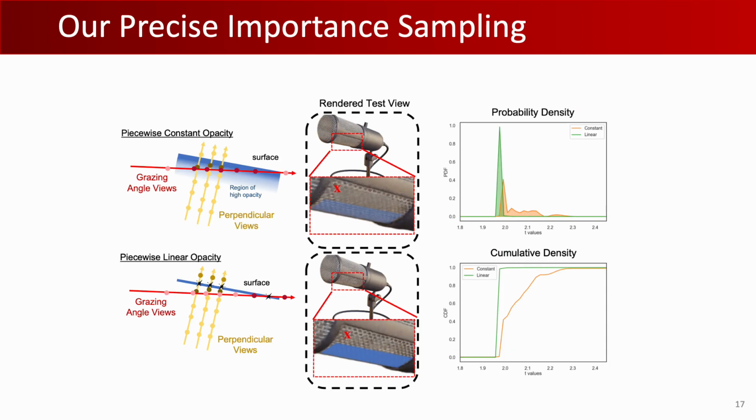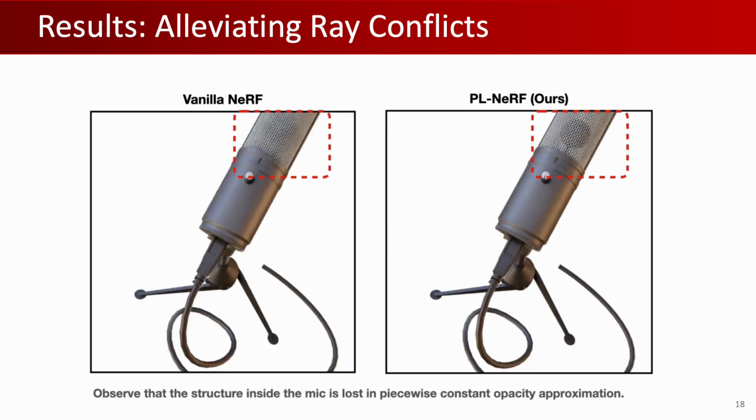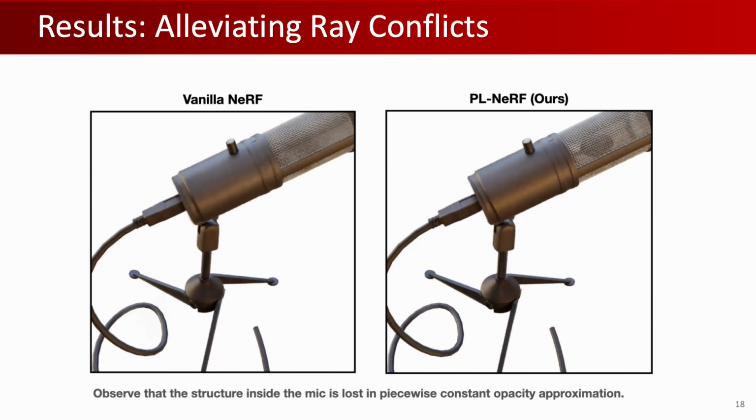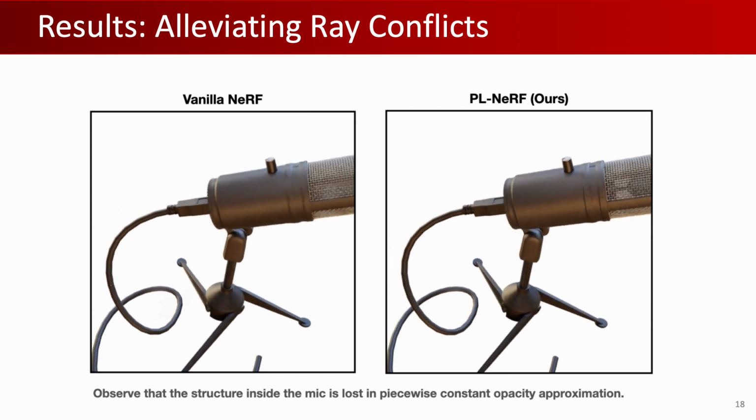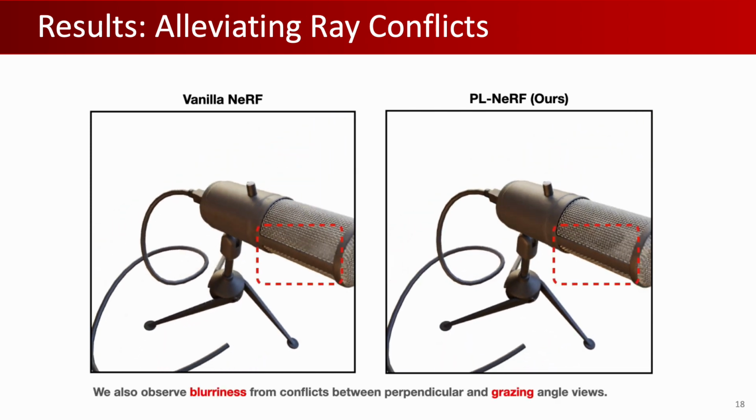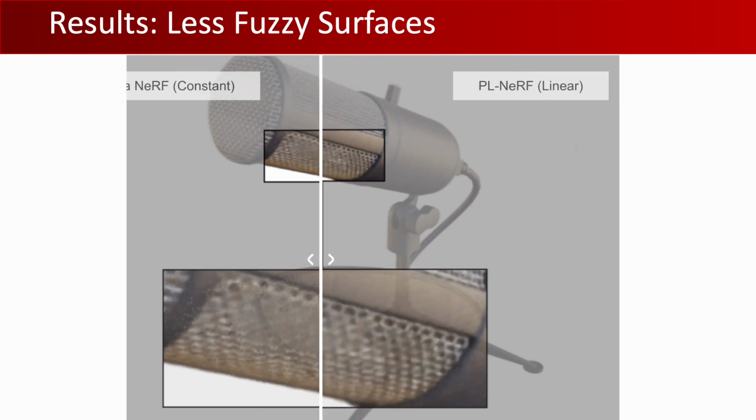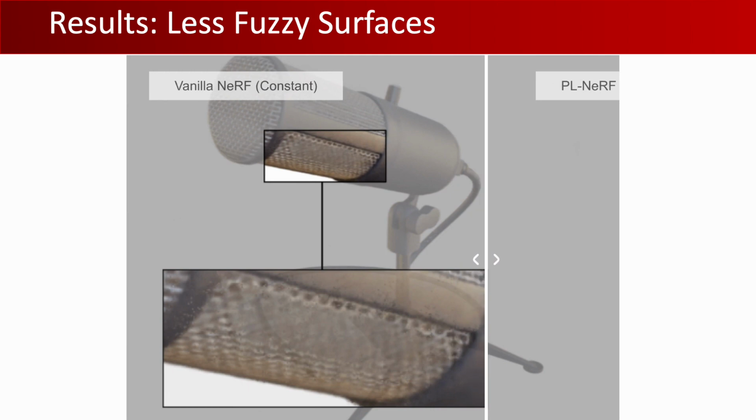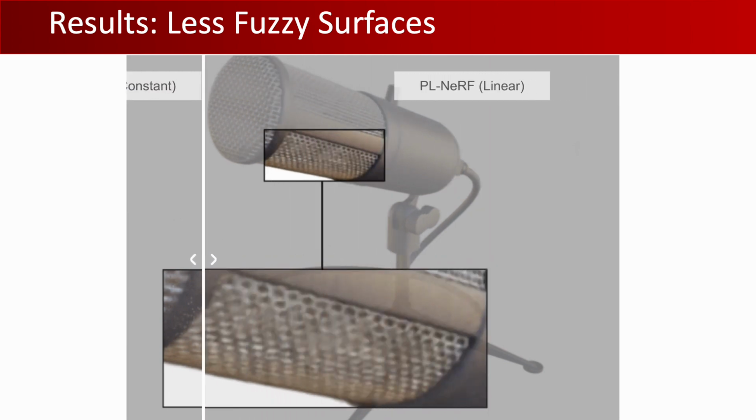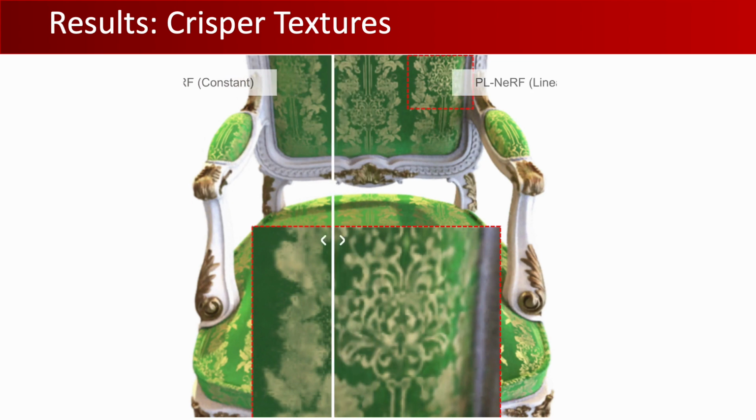As shown, our precise importance sampling leads to a peakier PDF and a sharper CDF as we are drawing samples from the actual ray distribution. Here we show some results. We see that our approach alleviates ray conflicts. That results in less fuzzy surfaces, and crisper textures.